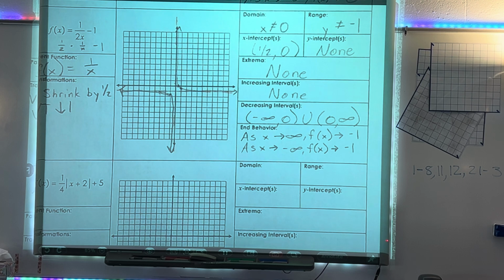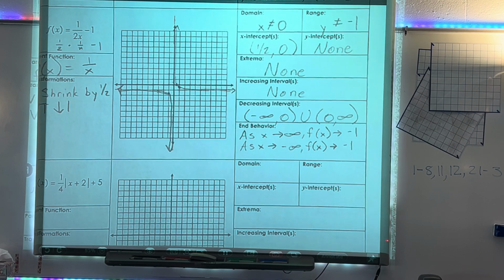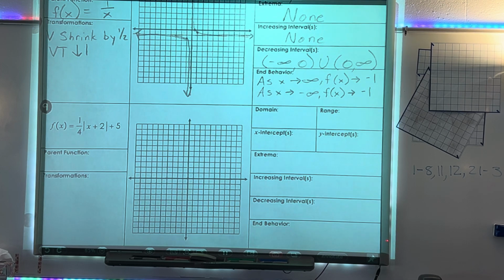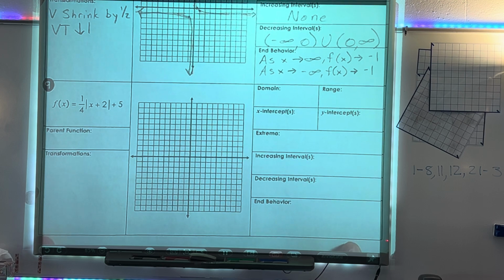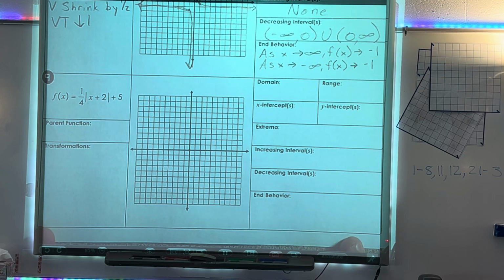I'm getting tired of this. I miss the days when they just had little blanks in there. I'm not even getting tired of writing it, I'm just getting tired of graphing. Baby, we're gonna be graphing a whole year.